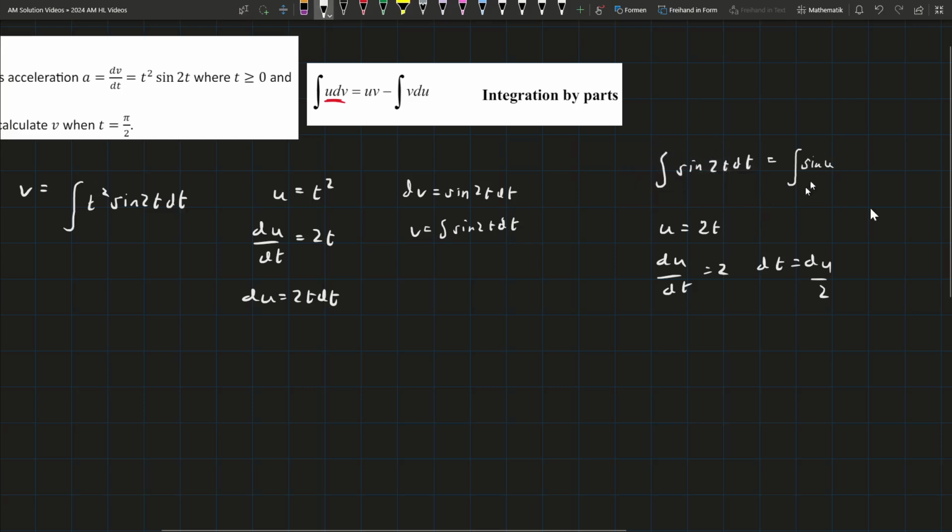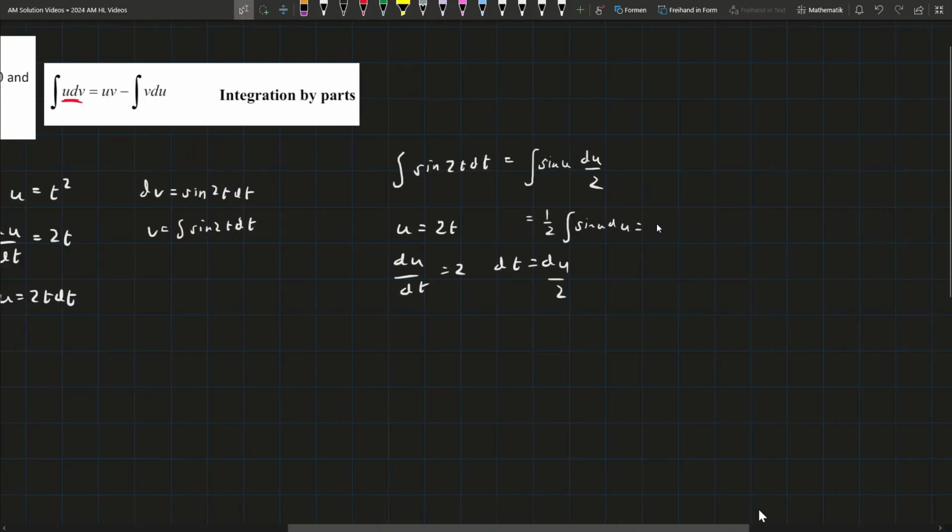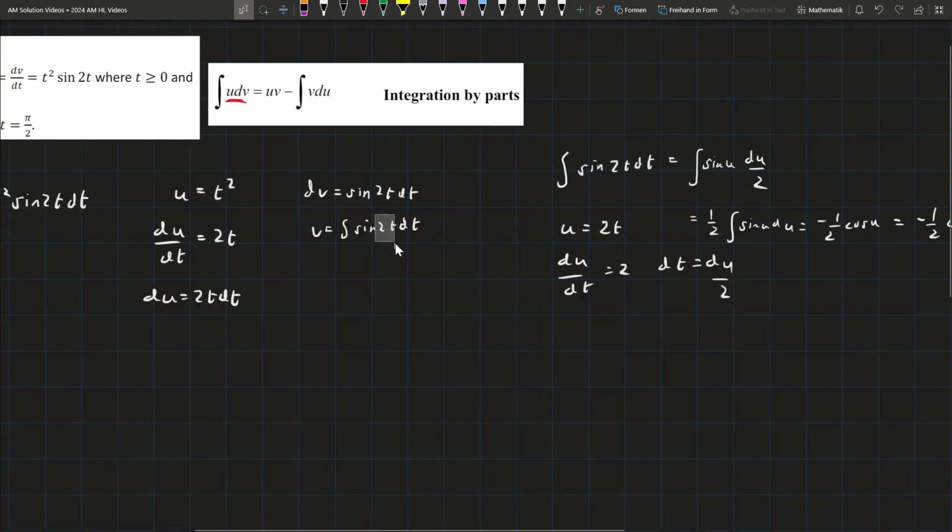Sine u, and then instead of dt, we're going to replace the dt with du over 2. That's equal to a half times the integral of sine u du, which is equal to, the integral of sine is negative cosine, so we'll have minus a half cosine u, which is equal to minus a half cos of 2t, because u is equal to 2t. So that's where I'm getting this from. But I think in Leaving Cert maths, you have to learn anyway that if you have a linear function inside sine, you have to divide by the derivative. So we get minus a half cos of 2t as our answer there.